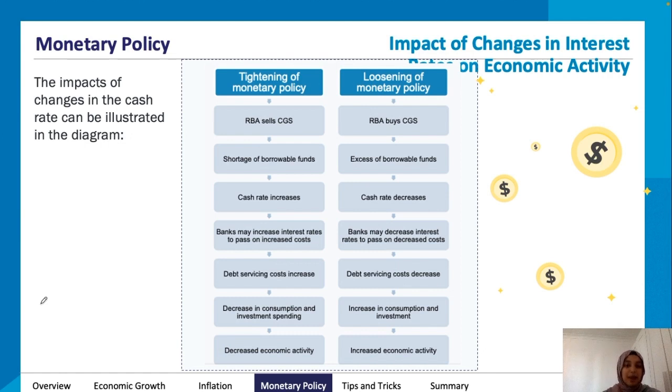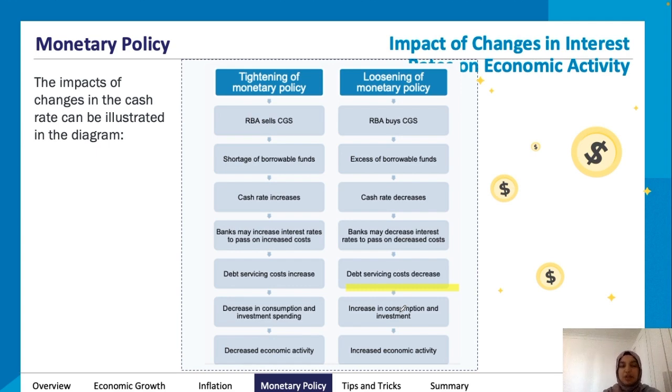The cash rate is there for the banks. So the banks may decide to decrease the interest rate to pass on the decreased costs. They will normally do this to become more competitive in the market, but otherwise they can also choose not to do it because they're benefiting, right? So debt servicing costs will decrease. Then there'll be an increase in consumption and investment in comparison to when there is a tightening of policy, because now it's cheaper to borrow funds, so therefore an increase in consumption and investment can actually be helpful.